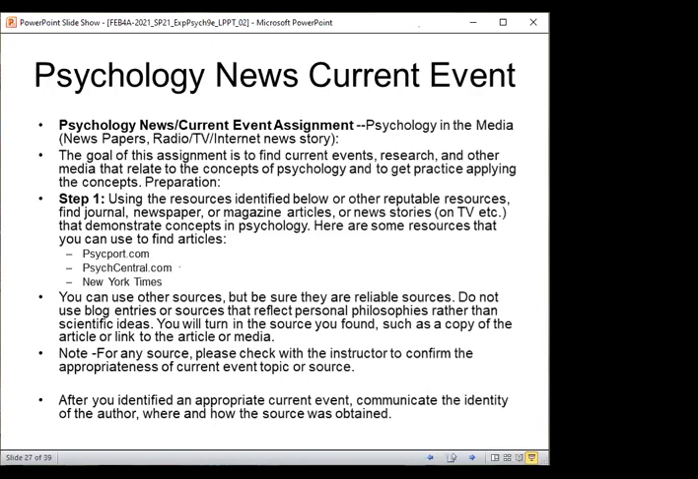You don't have to return something physically in, but a copy of the article or link somehow so I can check up on it myself or get access to it. For any source, please check with me to confirm the appropriateness of the current event, topic, or source. For example, another reason somebody may have done that for me is the article they found was rather old. Okay, not very current. Okay, but if it's something that is head on target and is from a legitimate source, that's usually fine.